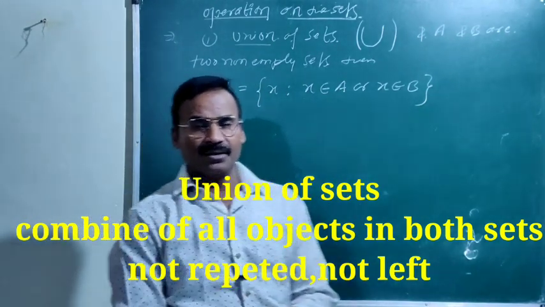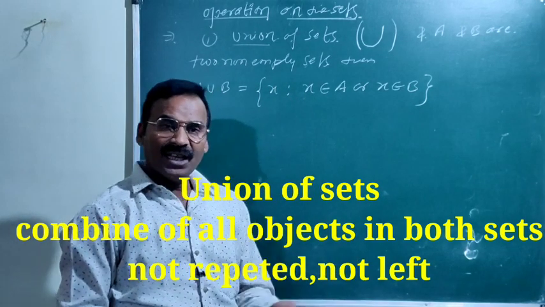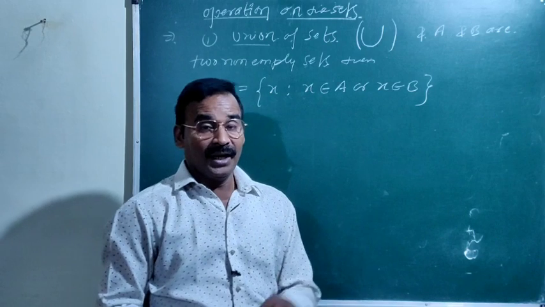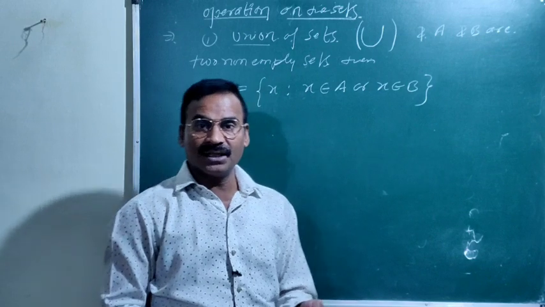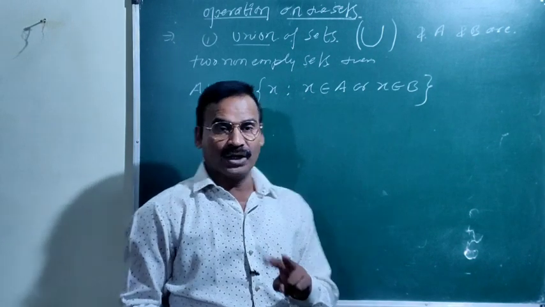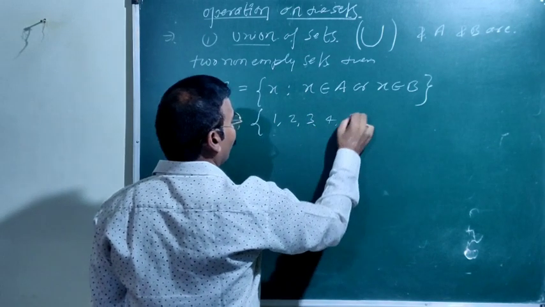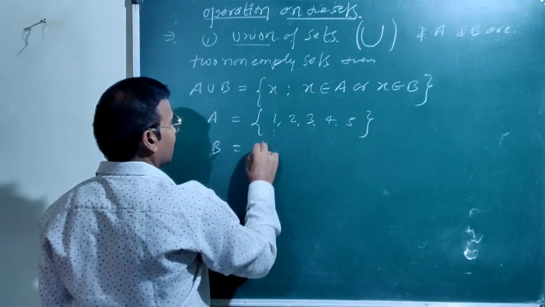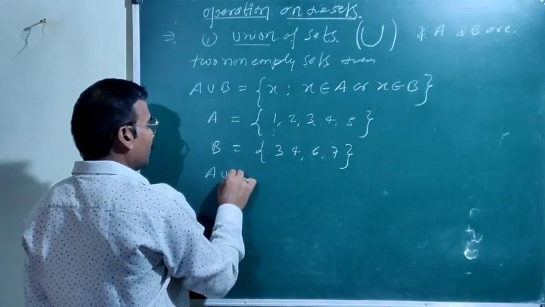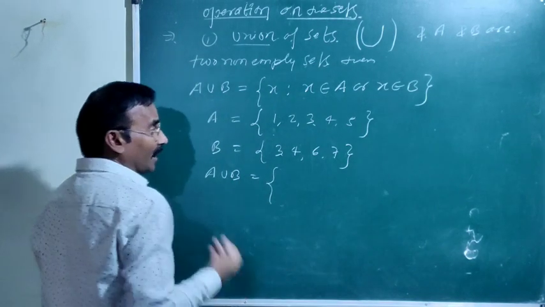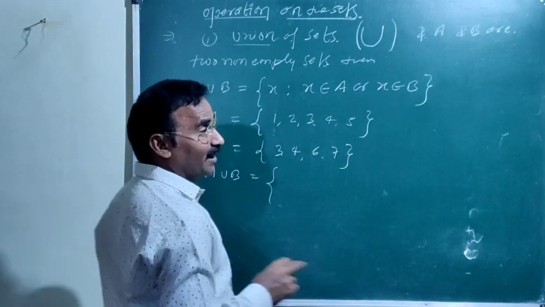This means we have to take the elements of both sets, but there are two conditions: no element should be repeated and no element must be left. ना तो कोई element left होना चाहिए, ना तो कोई element repeat होना चाहिए. For example, A is 1, 2, 3, 4, 5 and B is 3, 4, 6, 7. Now for A union B, you have to take all elements from both sets, but no element must be repeated and no element must be left.